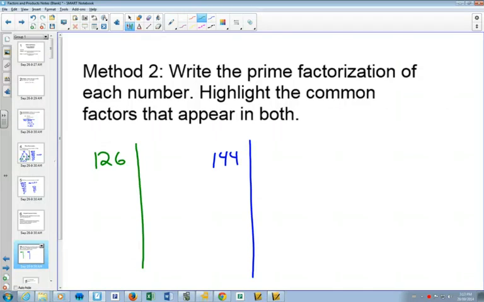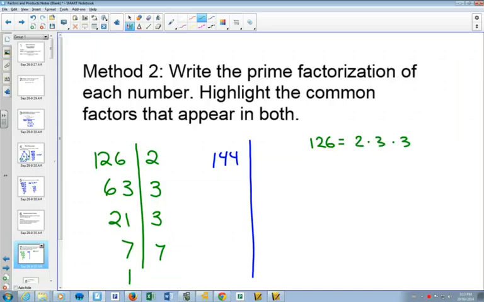Can we divide it by 2? Yes. We get 63. Can we divide that by 3? Yes, it adds up to 9. 21. 21 divides by 3. 7 divides by 7. So 126 is equal to 2 times 3 times 3 times 7.